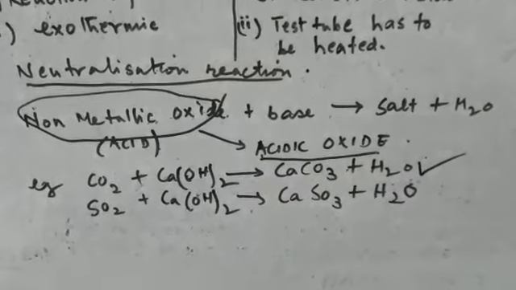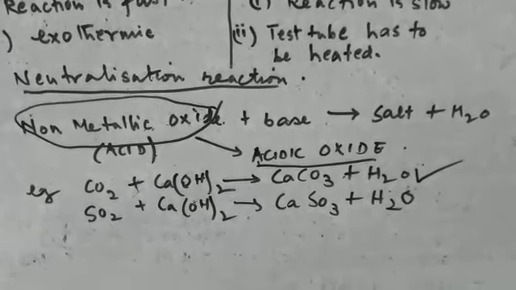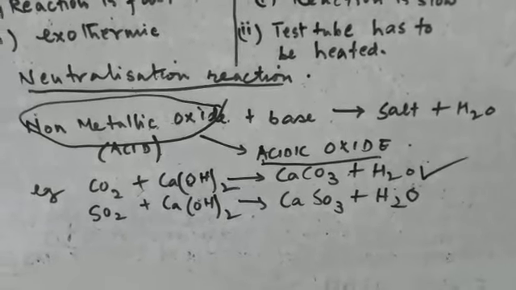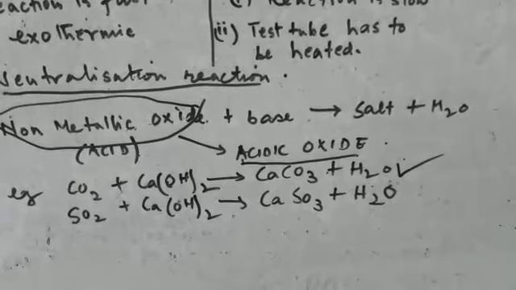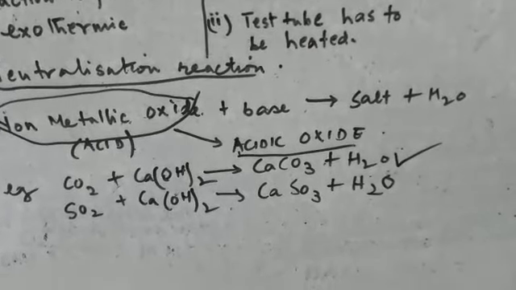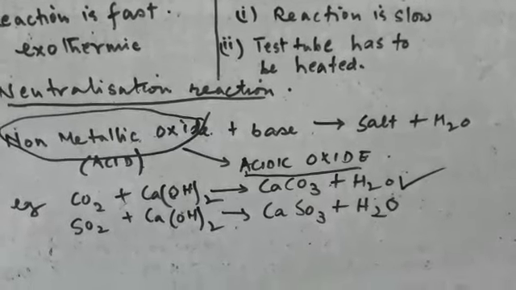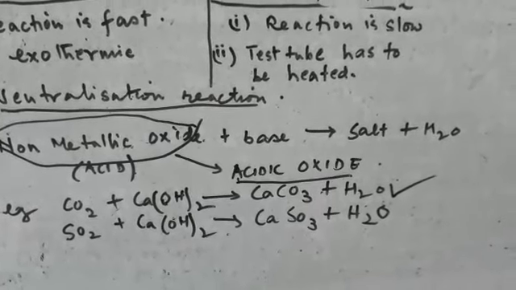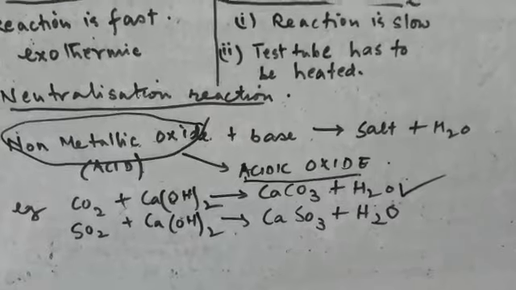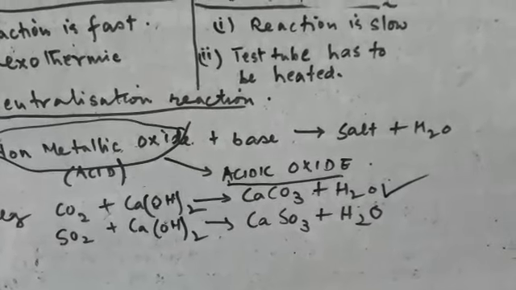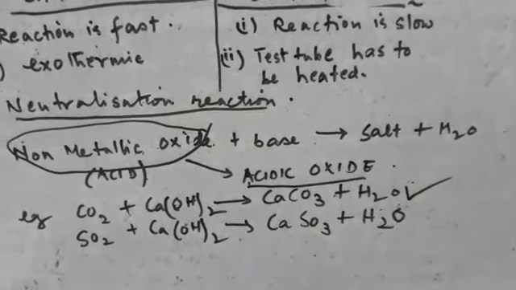And the second example which I have given you is reaction of SO2 with Ca(OH)2 and the product is CaSO3 plus water. CaSO3 is calcium sulfite. So we can see both CO2 and SO2 are considered as acidic oxides because they react with base to give salt and water.